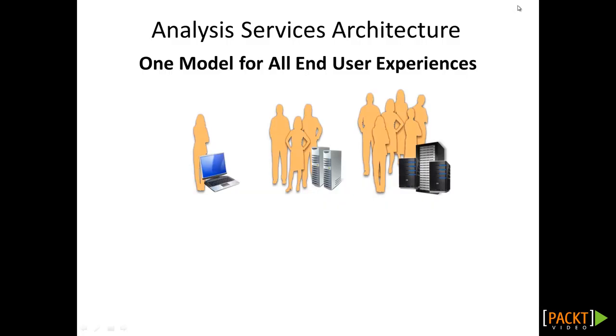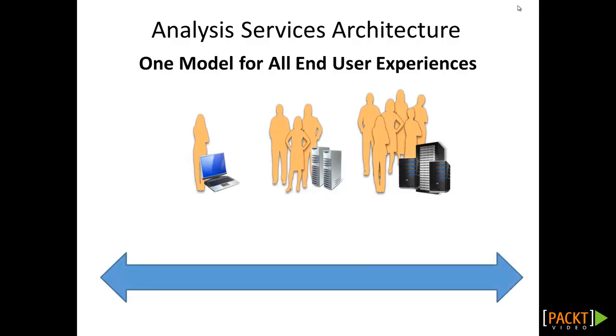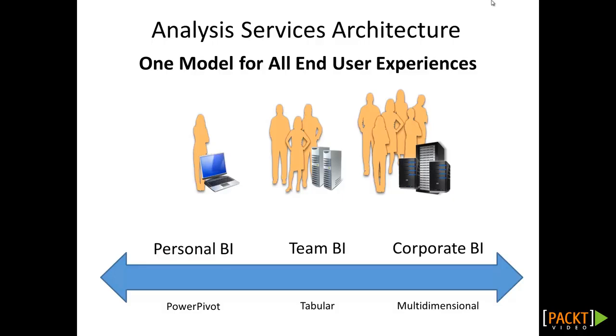In this section, we will have an overview of the Analysis Services architecture for SQL Server 2012. It is essential to understand the main pillars of Analysis Services. At a high level, it supports reporting and data mining functionality for business intelligence. In SQL Server 2012, it comes in 3 modes: Power Pivot for personal business intelligence, Tabular Model for team-focused business intelligence, and Multidimensional Mode for corporate-wide business intelligence.